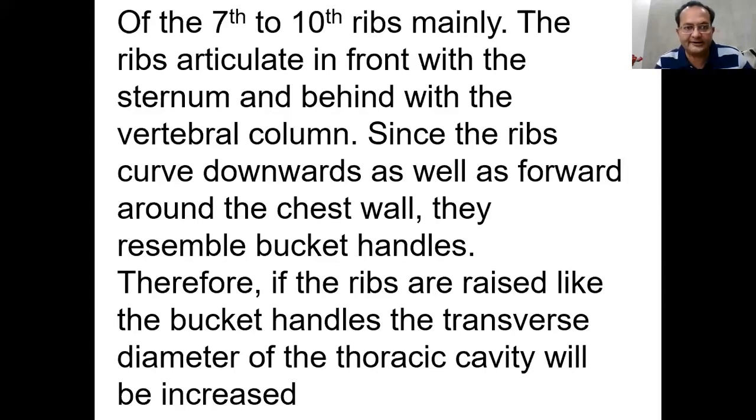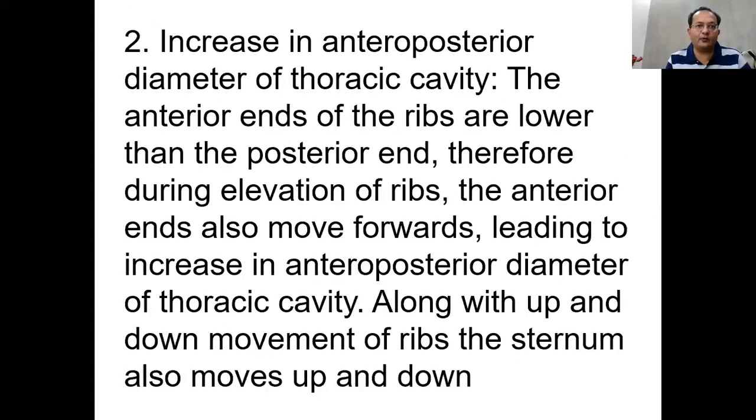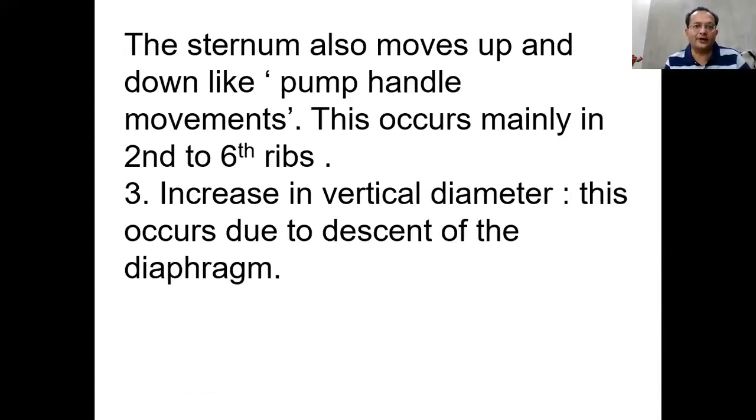For the increase in antero-posterior diameter of the thoracic cavity, the anterior ends of the ribs are lower than the posterior ends. Therefore, during elevation of the ribs, the anterior ends also move forwards, leading to an increase in antero-posterior diameter of the thoracic cavity. Along with up and down movement of ribs, the sternum also moves up and down, like a pump handle movement.